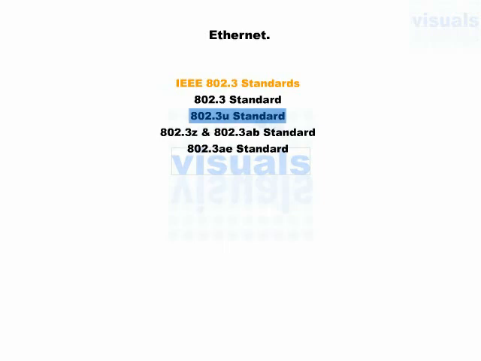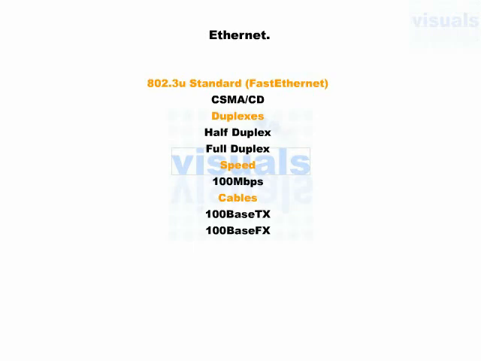Now let's move towards 802.3U standard. IEEE kept on developing 802.3 standard by adding features like more speed and so on. IEEE 802.3U standard was published in year 1995. This standard is also known as Fast Ethernet. Let's discuss features of 802.3U standard.